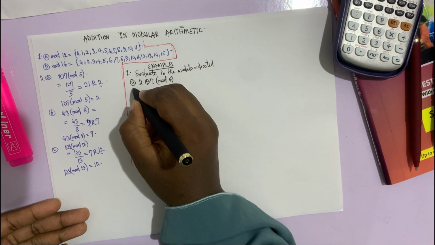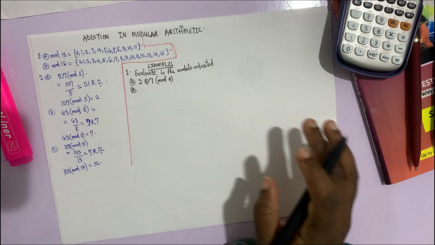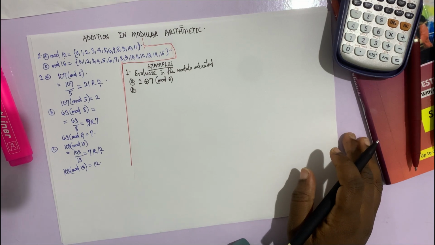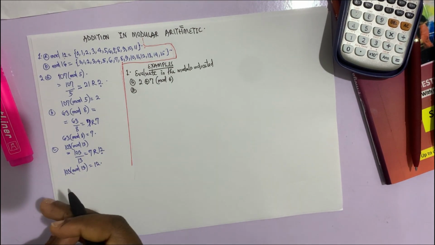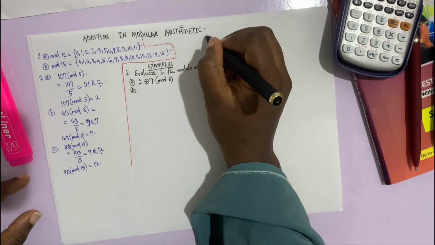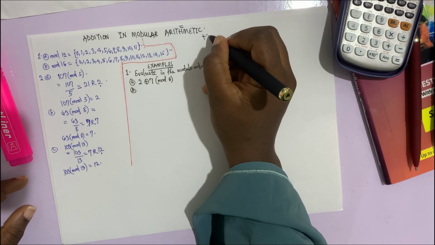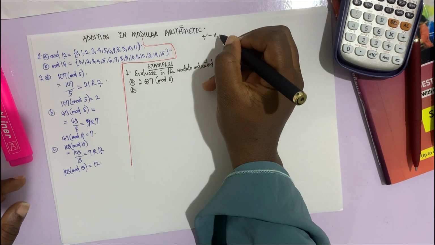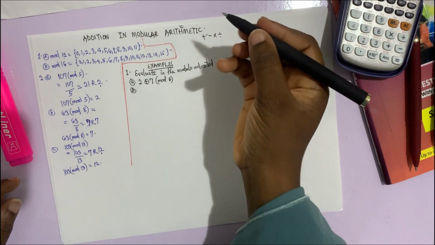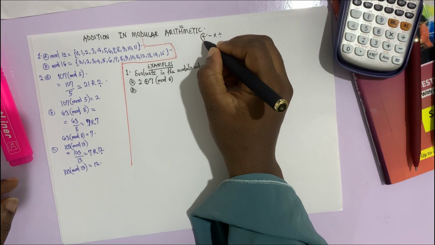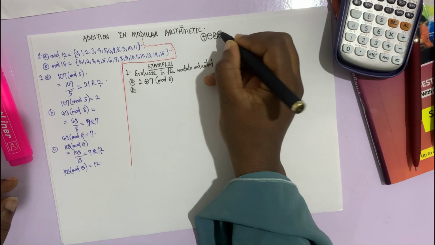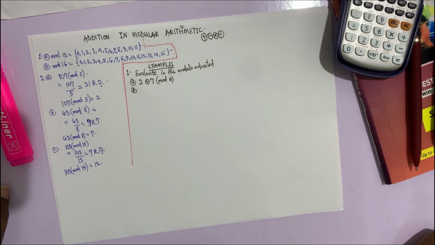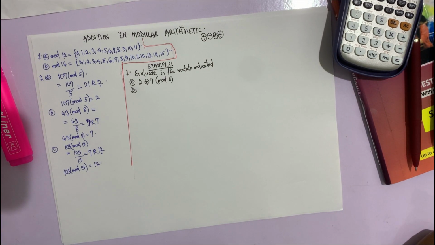Another concept that is very important in modular arithmetic that I forgot to mention is the style of writing our addition, subtraction, multiplication and division. Instead of writing the signs the regular way, what we do is to have a circle around those signs. That is what shows that this is really in modular arithmetic. So this concept is also very important.